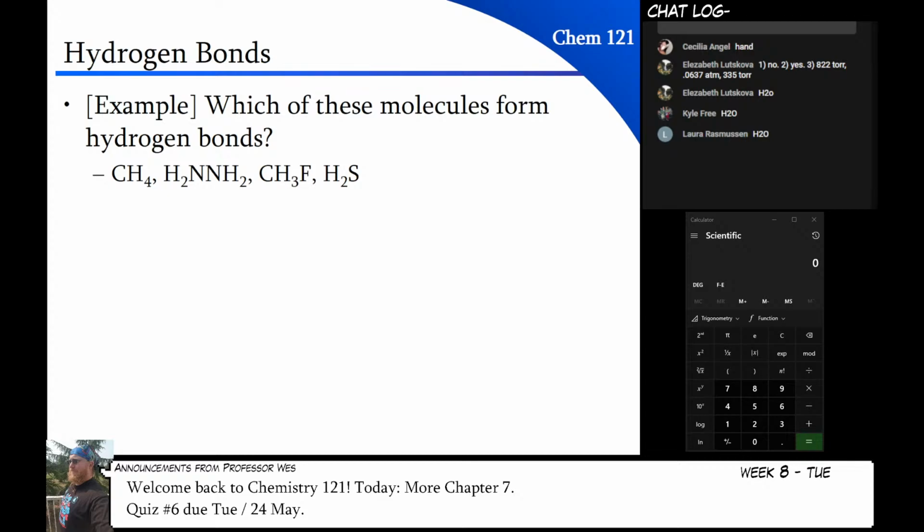Alright, so, of these molecules, which two can we eliminate? Well, we need nitrogen, oxygen, and fluorine in order to make hydrogen bonds. So this can't hydrogen bond, and neither can this. Because they just don't have those atoms available, right? There's no H's, there's no N's, O's, or F's in them.